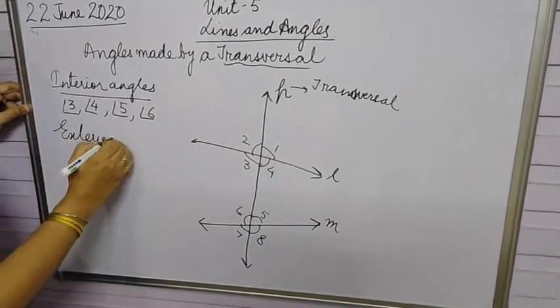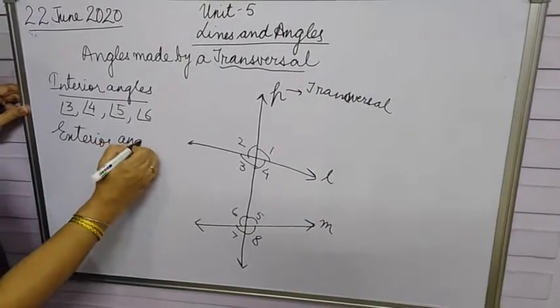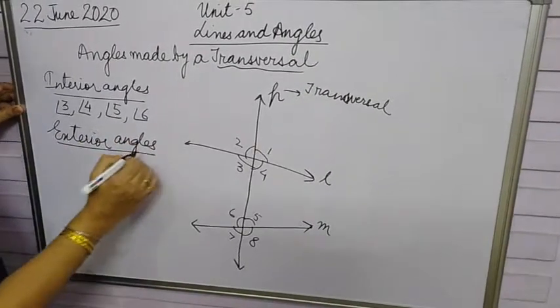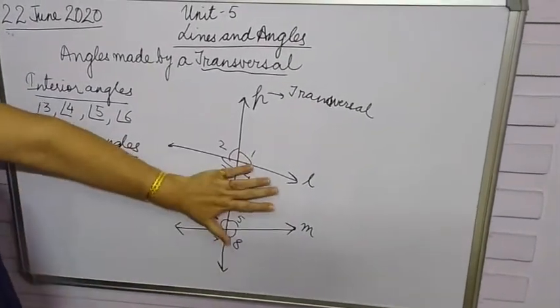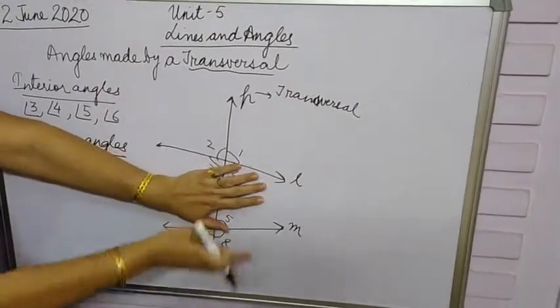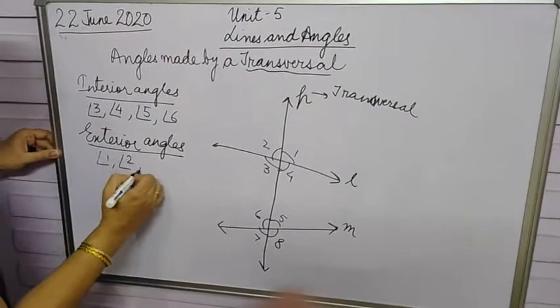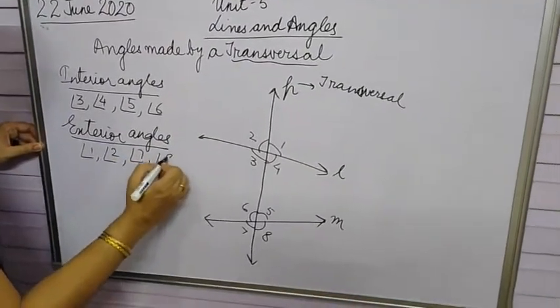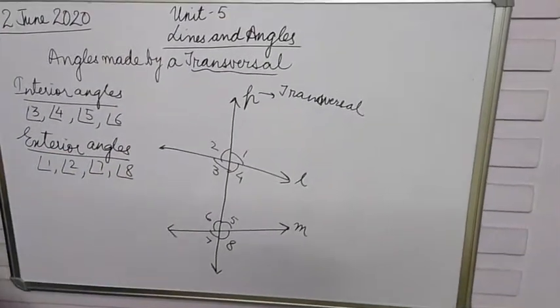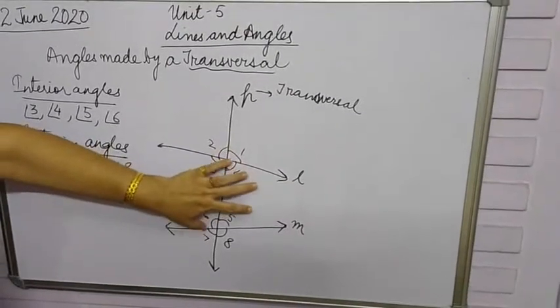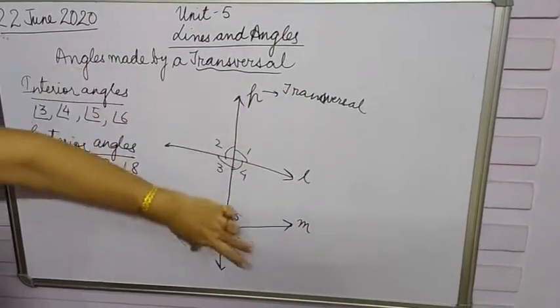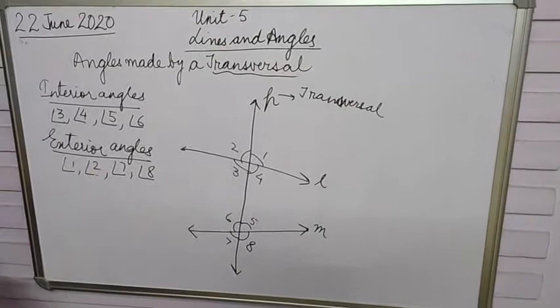Similarly, exterior angles. Now exterior means outside, bahar. This is our interior. Then what is exterior? Outside this. That means angle 1, angle 2, angle 7 and angle 8. Leaving these interior angles, the outside angles are known as the exterior angles.